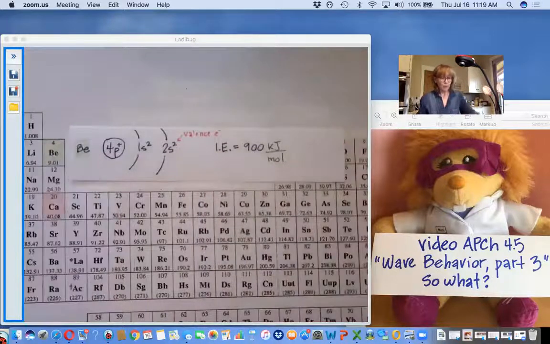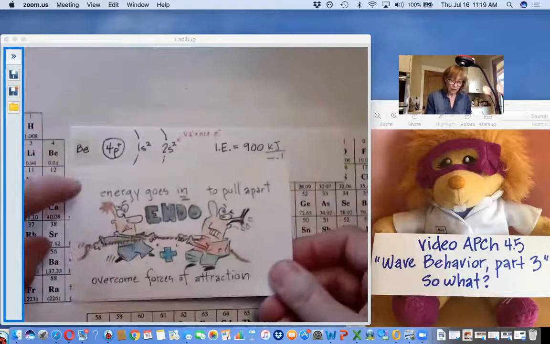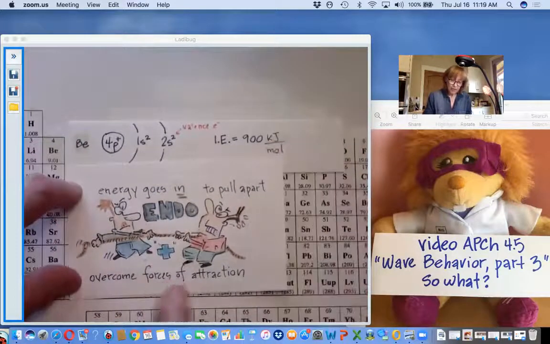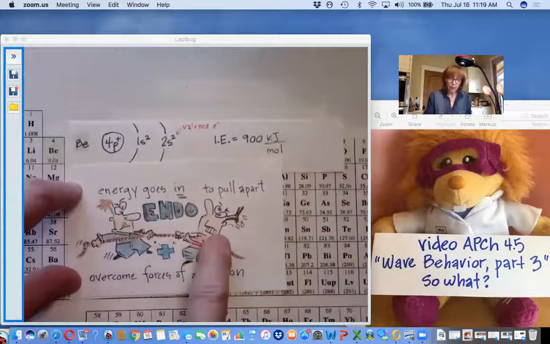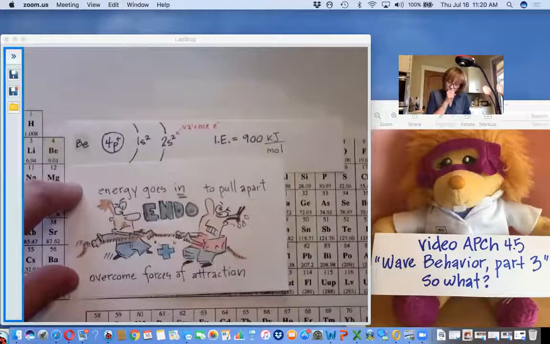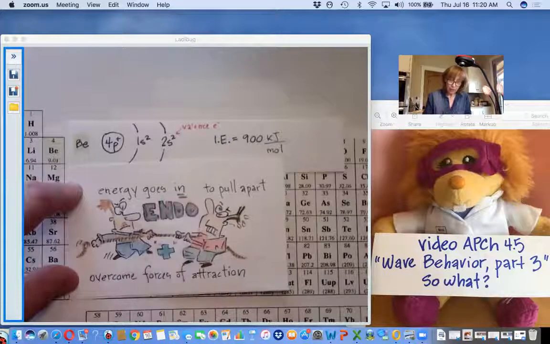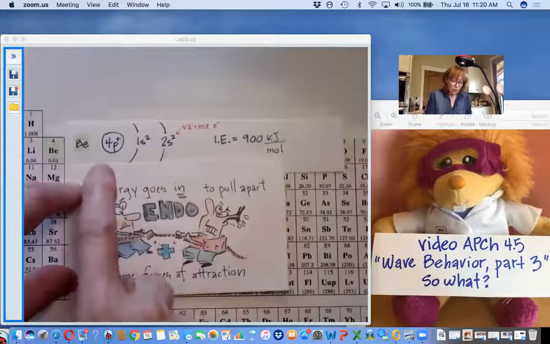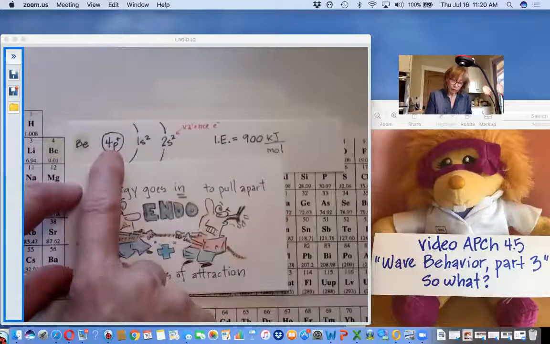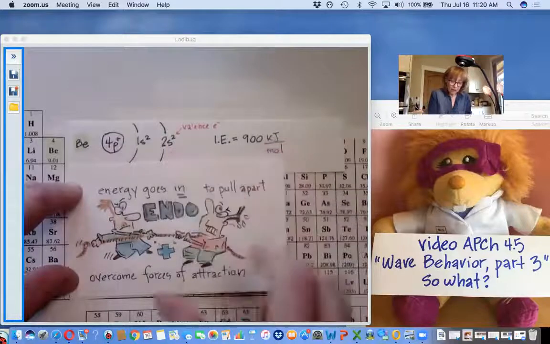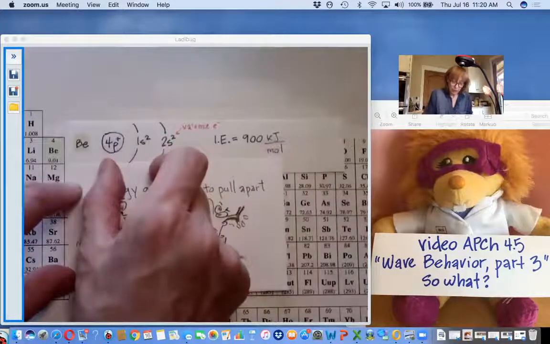Now, you remember that in an earlier unit, we also said there's a Coulombic attraction between positive and negative particles. And energy must go in to pull them apart, to overcome that Coulombic force of attraction. So I'm talking here about the positive protons and the valence electrons. The Coulombic attraction draws them to each other.